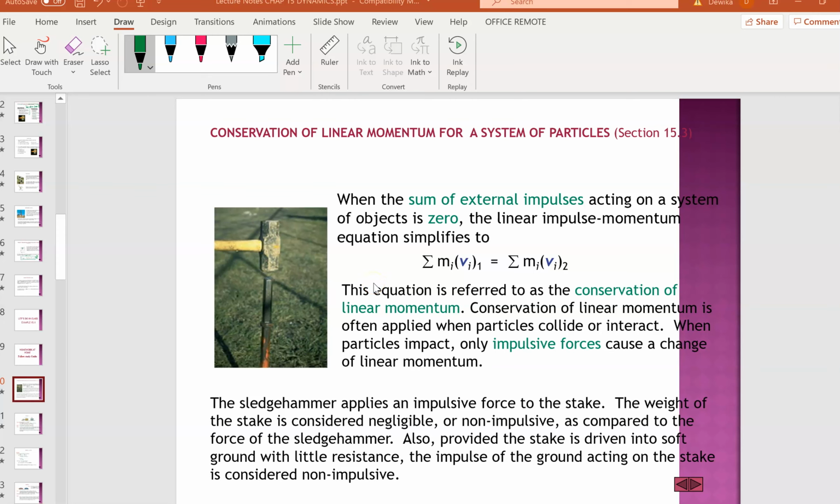Welcome back. We are now at chapter 15.3, textbook 254, conservation of linear momentum for a system of particles. When the sum of external impulses acting on the system of objects is zero, the linear impulse momentum equation simplifies to this. I think you have seen this formula back in your school.